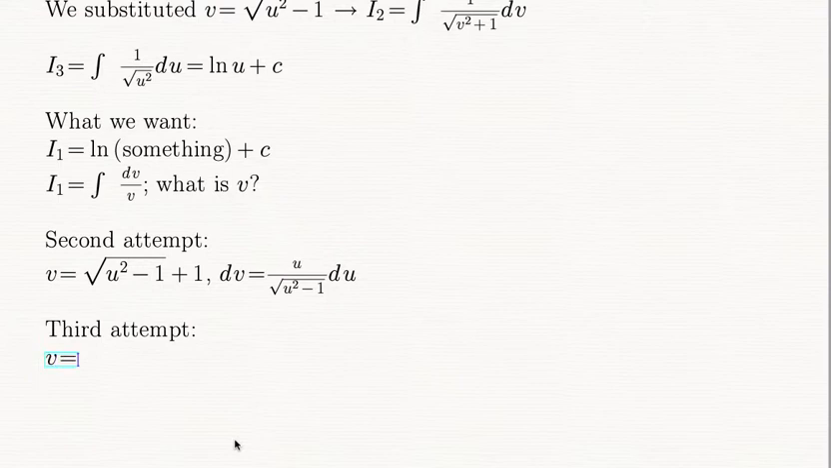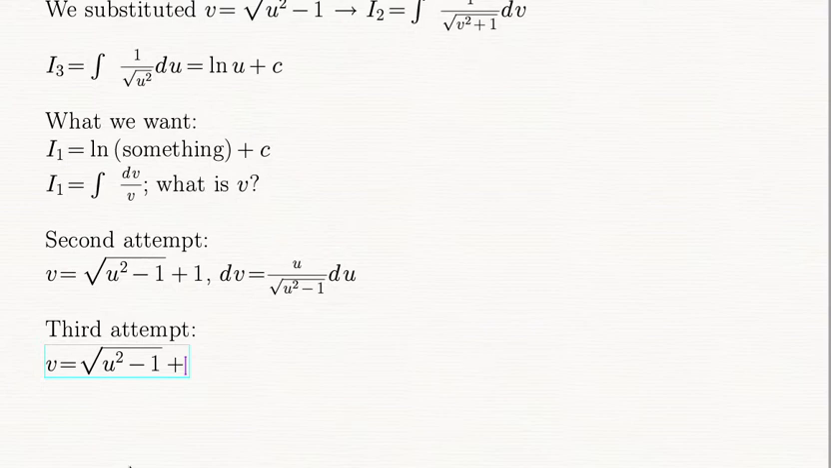v is equal to square root u squared minus 1 plus, well, not 1. Somebody may ask, what about some other constant? 5? Well, no help. Because if v is equal to square root u squared minus 1 plus 5, dv will turn out to be the same thing. And again, this term would become, instead of square root v squared plus 1, something like square root v squared plus 5. Okay, that's all that will happen.